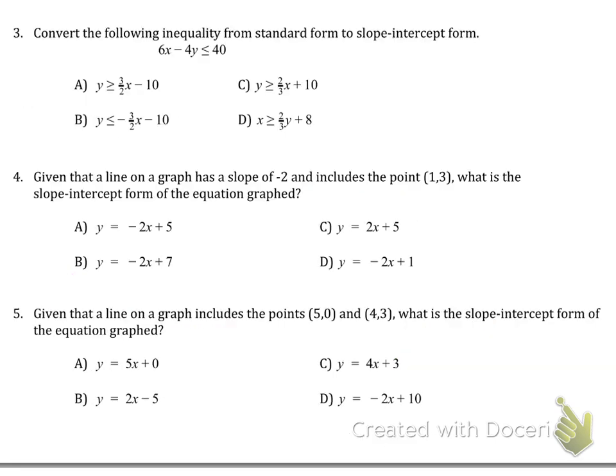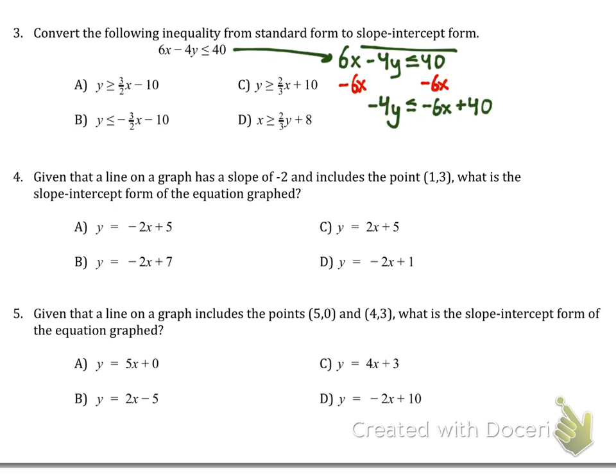Convert the following inequality from standard form to slope-intercept form. Well, we already have it in standard form, so we need to get y by itself in order to be a slope-intercept form. So let's start. Subtract 6x from both sides. You get negative 4y is less than or equal to negative 6x plus 40. Then to get y by itself, we divide by negative 4.